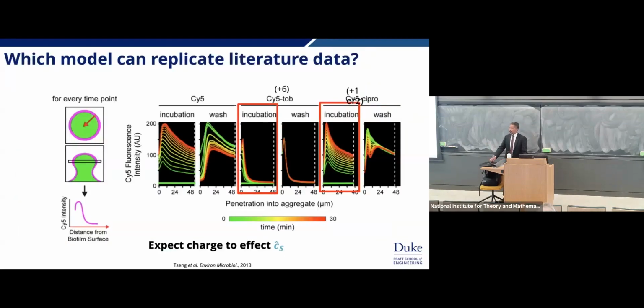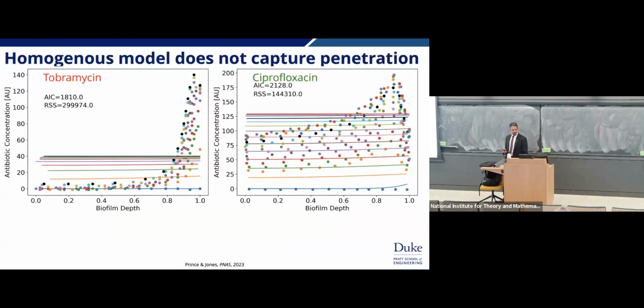Then, as I said, we used Bu Zhang's data, where she had plotted depth from the surface as a function of time for ciprofloxacin and tobramycin going into your biofilm. Now, the homogeneous model doesn't really capture penetration at all, right? So this is the data versus our model fit, in solid. That's that homogeneous model. Your Akaike information criterion and your residual sum of squares are just horrible.